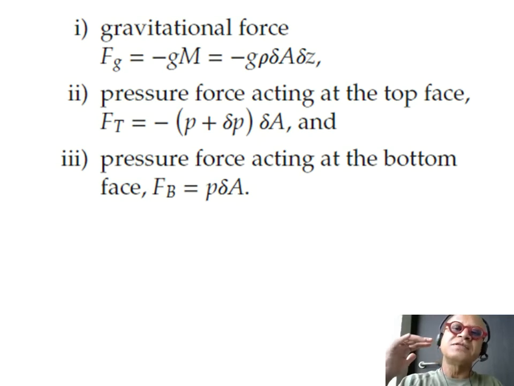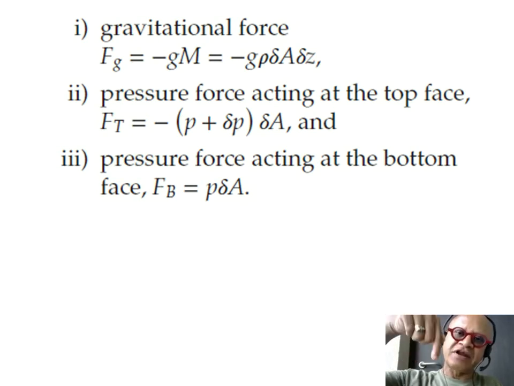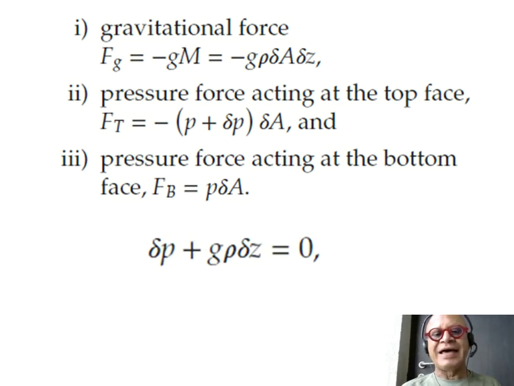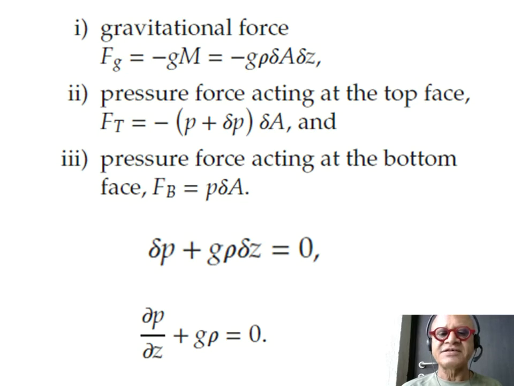So if the cylinder is not moving, then all these forces have to balance, right? The upward force and the downward force and the gravitational pull have to be balanced. So delta P plus g rho delta Z equals zero ends up being the balance for this system. What does that give us? If you divide by delta Z, you're going to get dp dz plus g rho equals 0. Voila, you've just derived your first equation in ocean atmosphere dynamics.